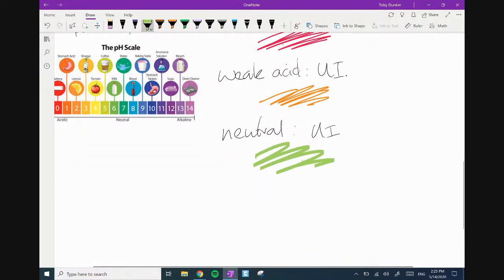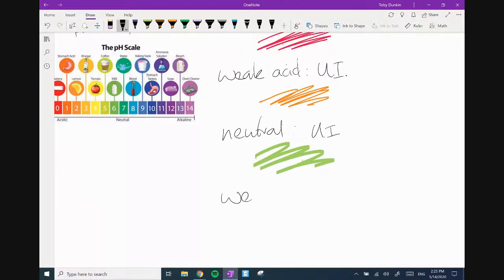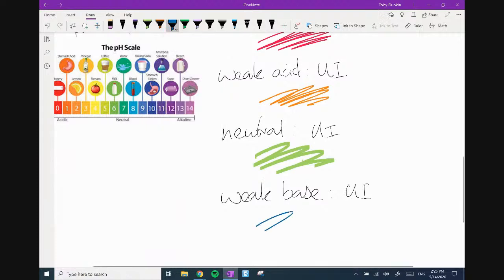You need to know this. You need to know that ammonia, this one is the one that comes up specifically in exams, a weak alkali, a weak base with universal indicator is going to go blue. We remember all this stuff from GCSE, they go blue.